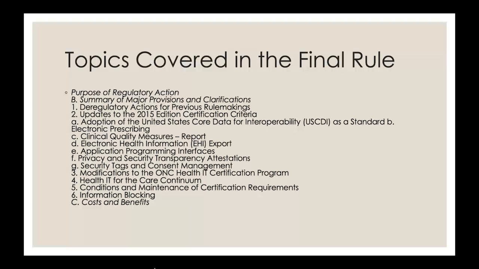particularly mindful of. From there, it gets into clinical measures, electronic health information exports, application programming interfaces, and that's another nugget which is quite painful. The privacy and security transparency attestations, again, that's where your False Claims Act liability and additional civil monetary penalties could come into play. Security tags and consent management, modifications to the ONC Health IT certification program, Health IT for the care continuum, and conditions and maintenance of certification requirements, information blocking, and costs and benefits.